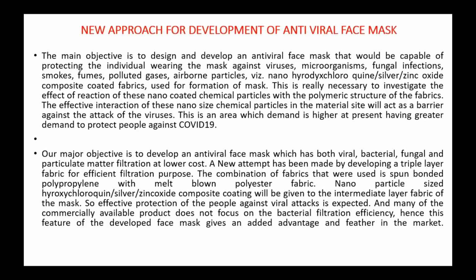by developing a triple layer fabric for efficient filtration. The fabric combination I have chosen here is entirely different when compared with the anti-pollution face mask which I told you about just before. It will be somewhat similar, but it is different. The combination fabrics we have chosen are spun-bonded polypropylene with melt-blown polyester fabric. Again, spun-bonded polypropylene fabric. So the outer layer is spun-bonded polypropylene, as in the previous one, and the inner layer is melt-blown polyester fabric. And the innermost layer is again spun-bonded polypropylene fabric.